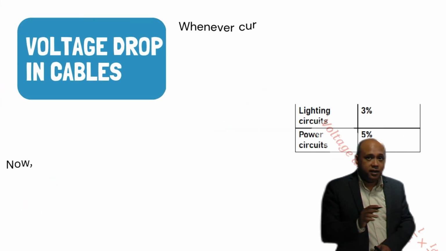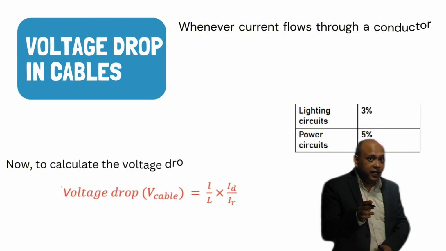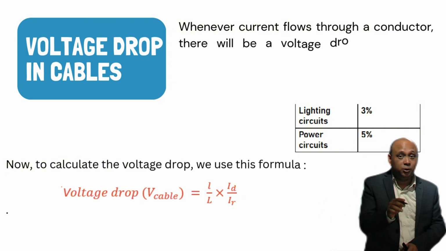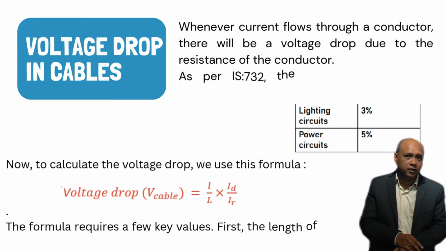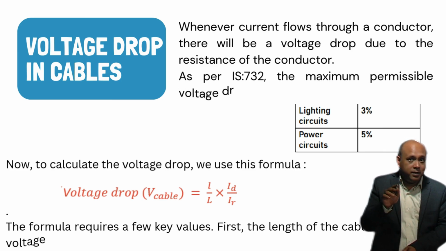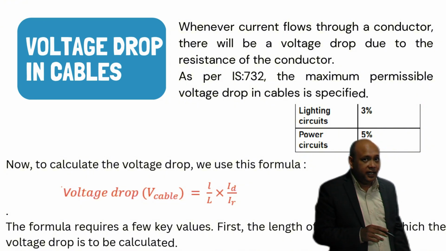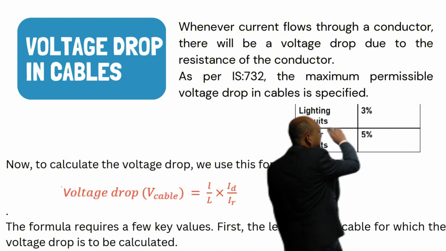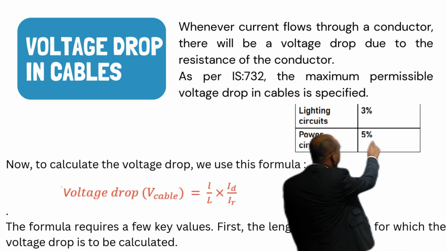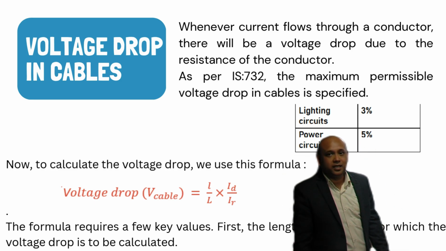So whenever current flows through a conductor, there will be a voltage drop due to the resistance of the conductor. As per IS code 732, the maximum permissible voltage drop in cables is specified. It is 3% for the lighting circuits and 5% for power circuits.